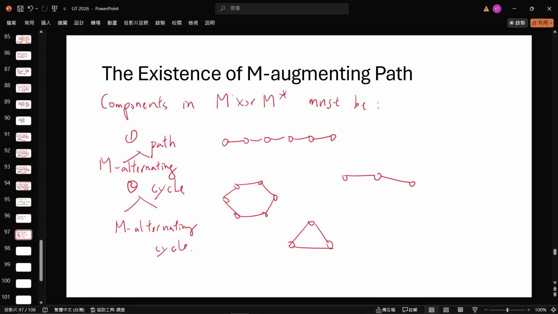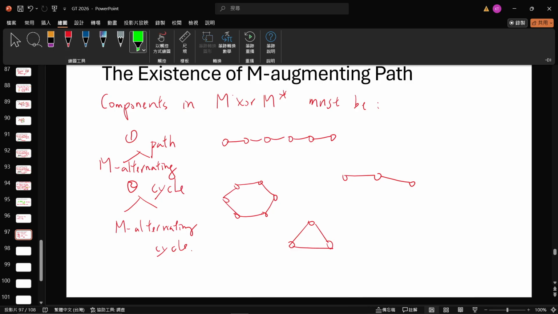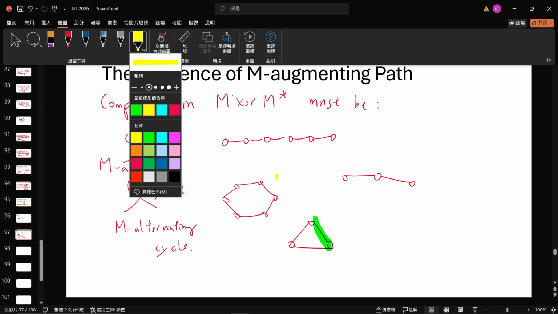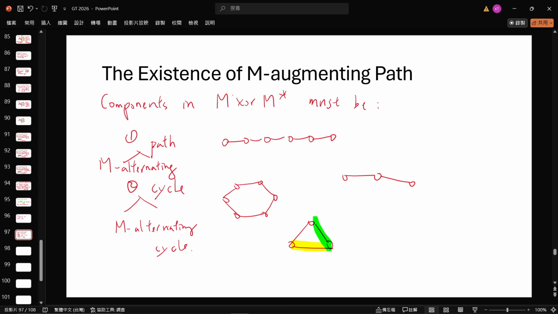idea in graph theory, which is that you can always try some examples. So in this cycle, if I want to convince myself that this is not possible, all I have to do, because it is from M and M star, so green and yellow, is just try it. So for example, I color this green. Therefore, because it's alternating, the next one must be yellow. So now, do you see the problem? What is the problem?